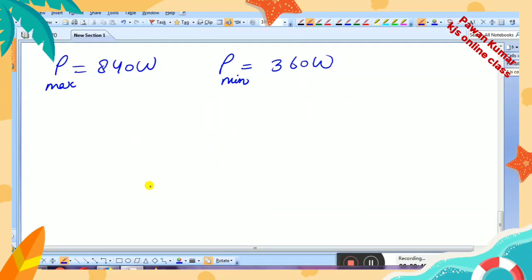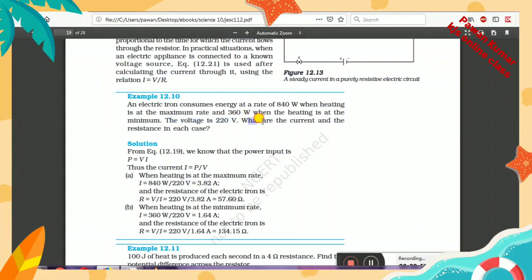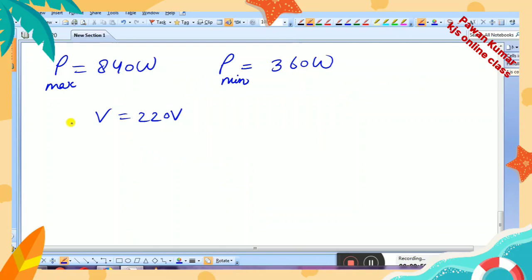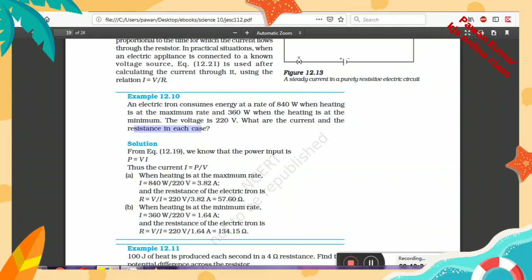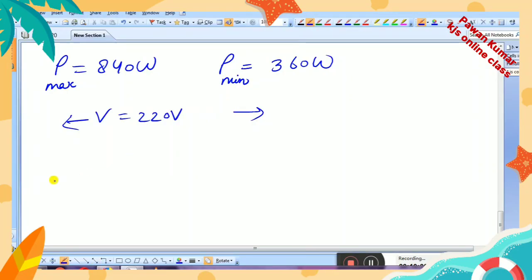Voltage is 220 volt. Let us write voltage is 220 volt. After this, what are the current and resistance in each case? In each case we have to find out the current and the resistance. Okay, so you just studied that H is equal to VIT, right? Or you can also say H is equal to V square upon R into T. This also you can say.